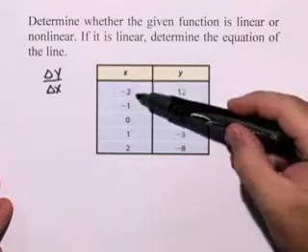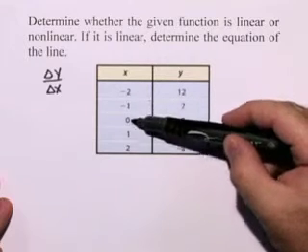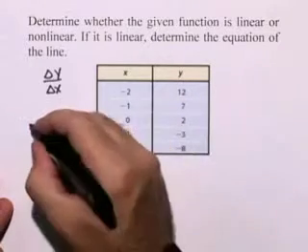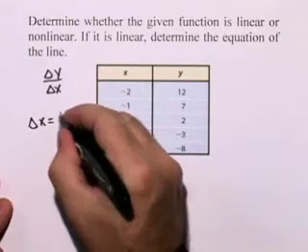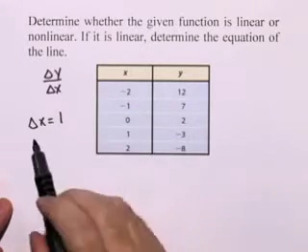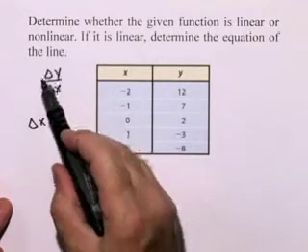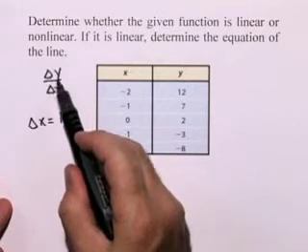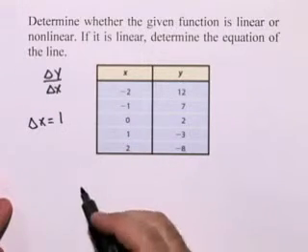If we look at our x values first, we can see that each x increases by 1 unit. So we have delta x is equal to 1. Since this portion is constant, we now turn our focus to delta y. If that turns out to be constant, then we have a linear function.